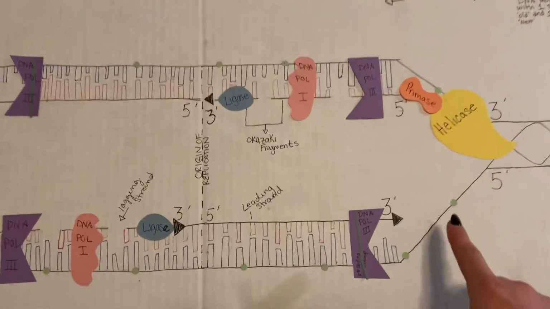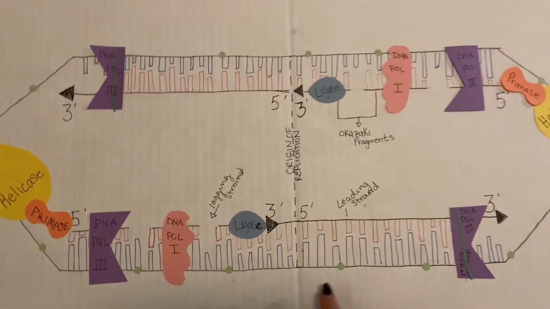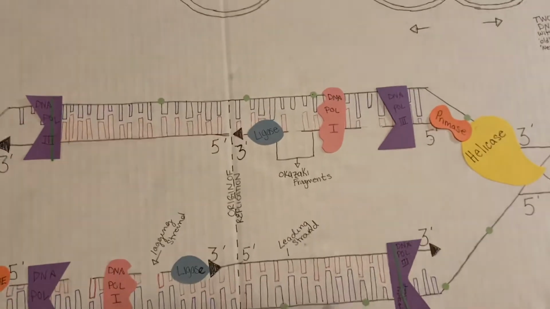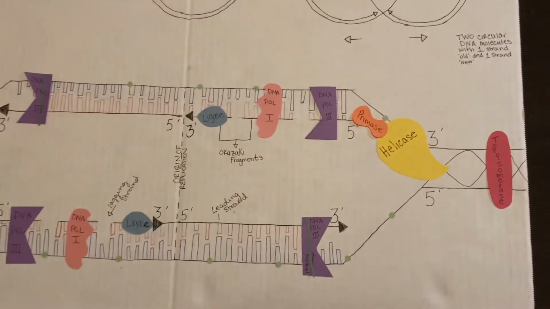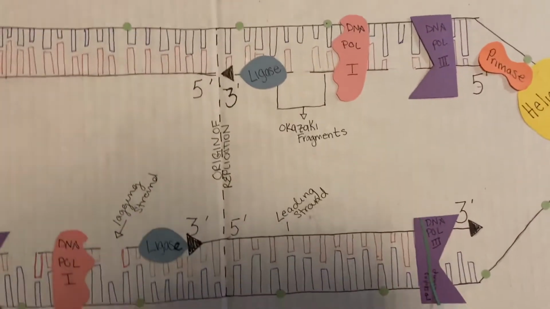After that, we will have the single strand binding proteins, and they will come in and attach and basically keep the strand from recoiling back into the helix structure. After that, we'll allow the DNA polymerase 3 to come in.